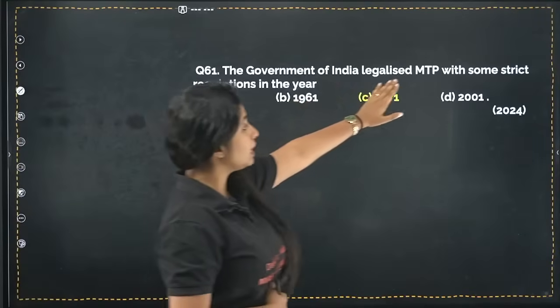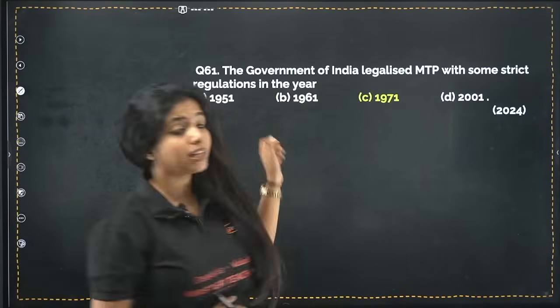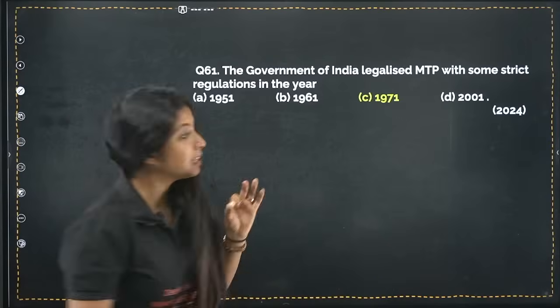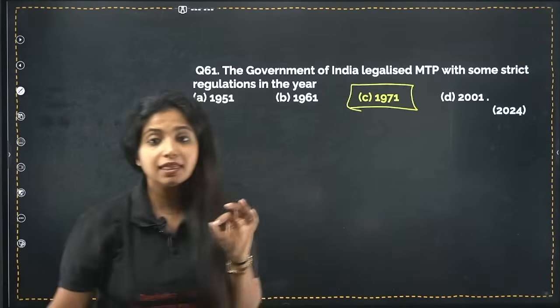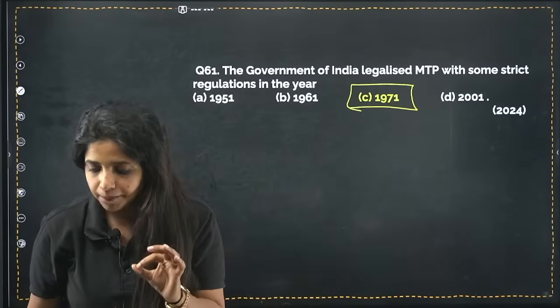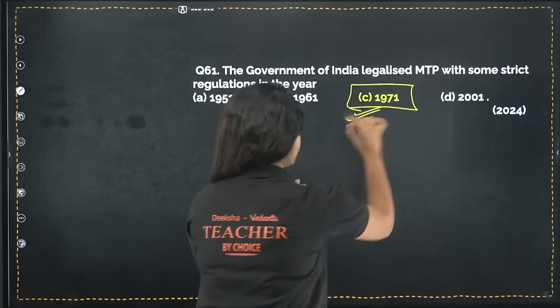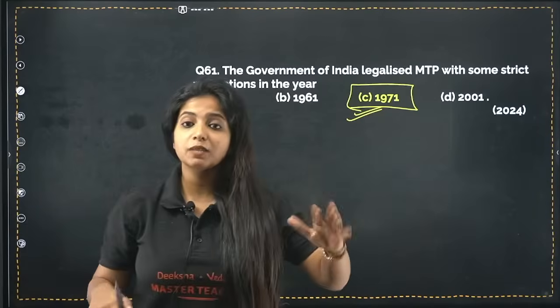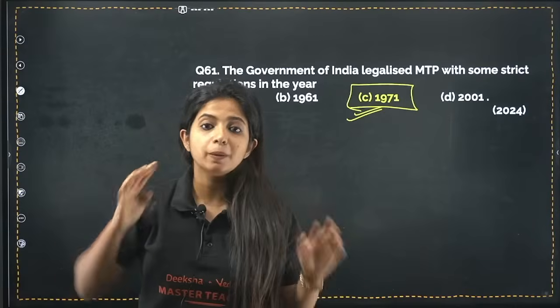The government of India legalized MTP with some strict regulation in the year 1971. Now listen to me very carefully. When it was legalized, people started doing it. Some unqualified people also started doing it.